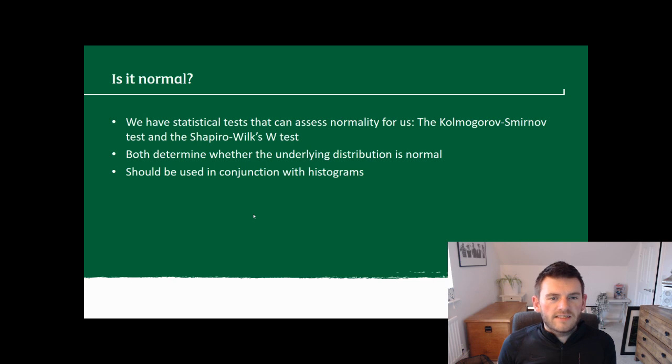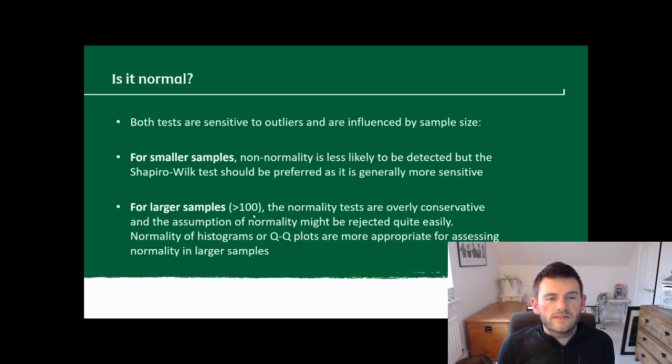So we have statistical tests that allow us to assess normality before we then go and do the next, more analytical, inferential types of statistical tests that we want to do. Now, these are known as the Kolmogorov-Smirnov test and the Shapiro-Wilks test. Both determine whether the underlying distribution in our outcome, if it's continuous data, is normal, and it should be used in conjunction with histograms, and we'll explain why that's particularly important.